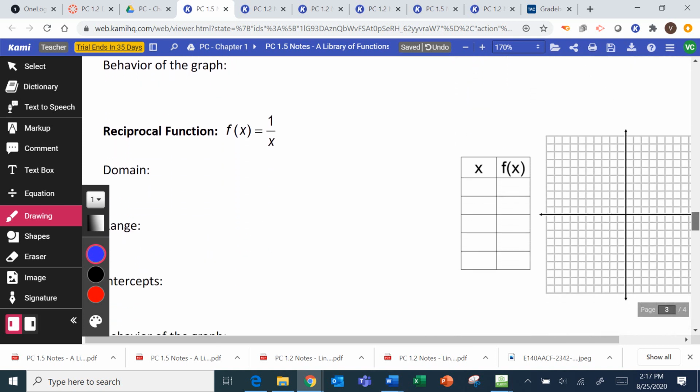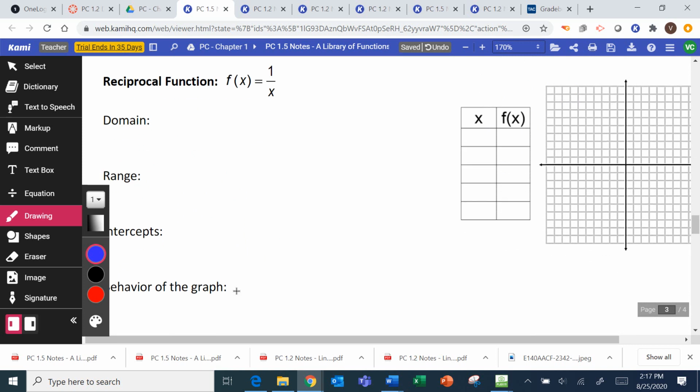The last parent function we're going to look at today is called a reciprocal function. Reciprocal function, whatever x's I pick, I have to flip them over for the y's. So I'm going to pick x's that I can flip over. I can flip over -2, -1. I'm going to put -1/2 in there. I'll put 0, 1/2, 1, and 2. So I had to add a couple extra boxes. You'll see why.